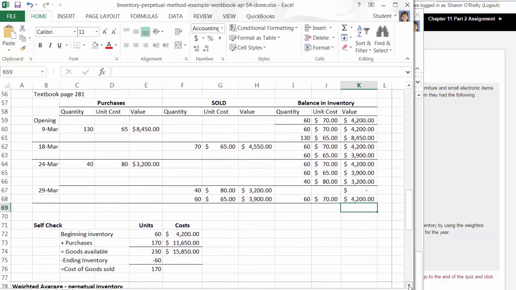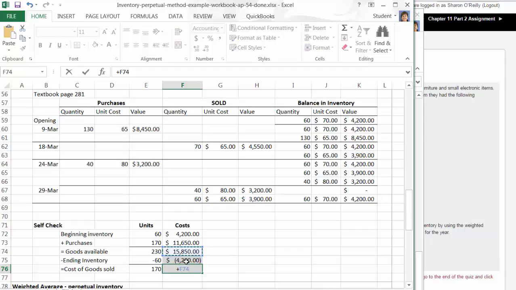So with LIFO, our ending inventory, 60 units, is valued at $4,200. So the cost of goods sold must be $11,650. We can test that out by adding up our value sold column. I get $11,650. That's my double check. Accountants love to have a double check.